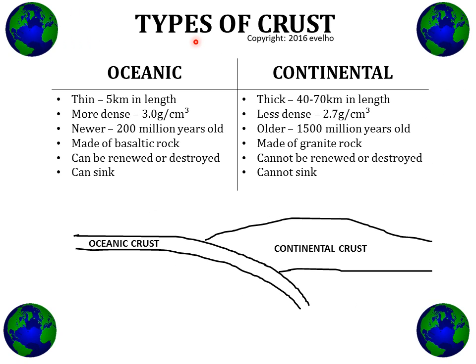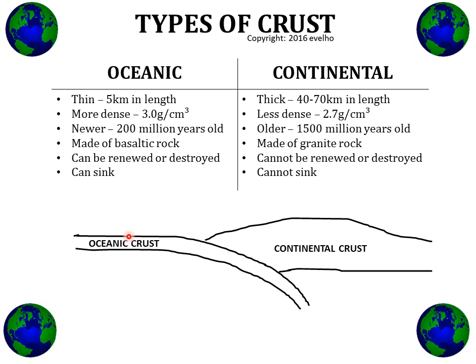So the types of crust, you need to know about oceanic and continental crust. The oceanic crust, as you can see by my amazing drawing, is much thinner. It's about 5 kilometers in thickness. And then the continental crust is much thicker, about 40 to 70 kilometers. And the oceanic crust is more dense at 3 grams per centimeter cubed, whereas continental crust is less dense at 2.7 grams per centimeter cubed.